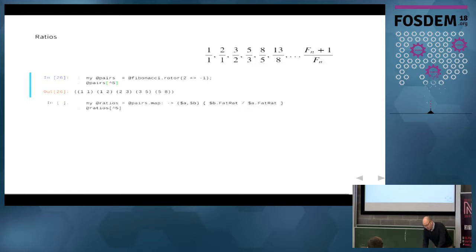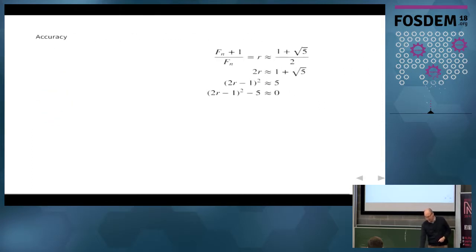And then we're just going to use regular old map to divide the 2 things one after the other, turning it into a FatRat to make it arbitrary precision. Running a little low on time, but this notebook will be available. And we also want to look at our accuracy.